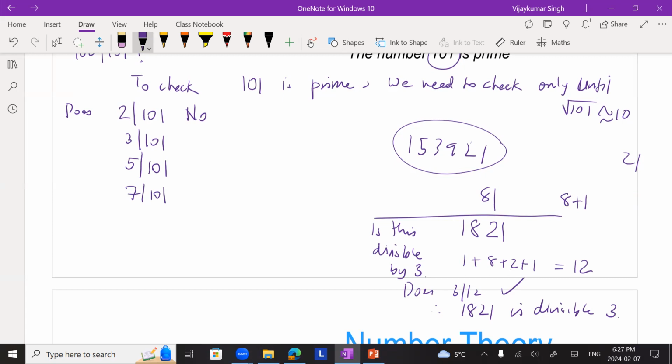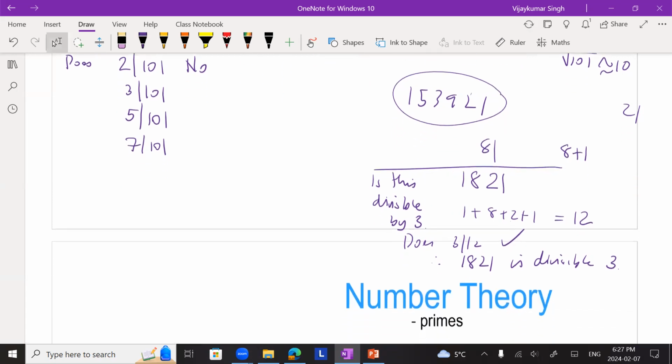All right. So what is the proof of this? I can quickly discuss the proof of it. Let's take the number 101. Suppose I have a divisor of it, AB.